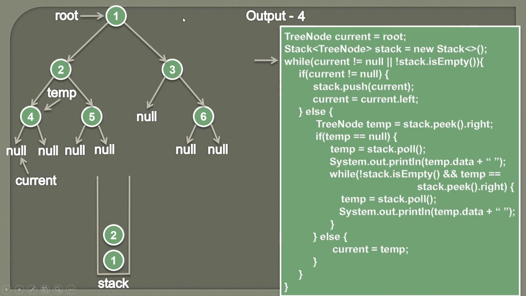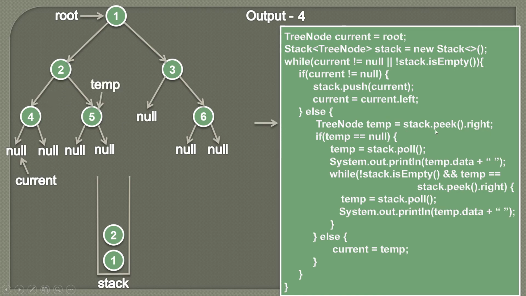So moving ahead, here you can see current is pointing to null, but the stack is not empty. So the overall condition comes out to be true. Current is equal to null, so we go into the else. Now in the first step, we simply assign the stack peek's right value. Stack peek is node 2, and its right is node 5. So temp will point to 5.